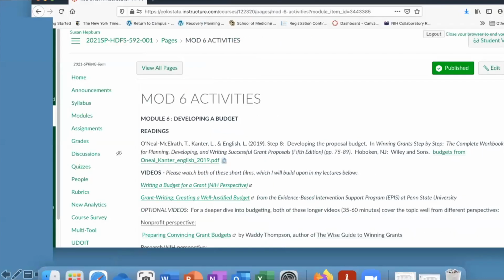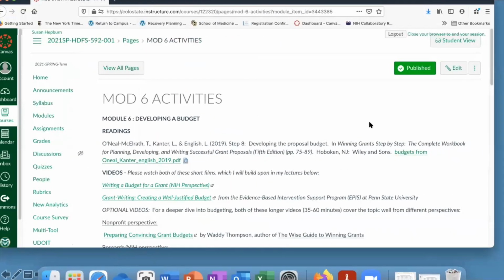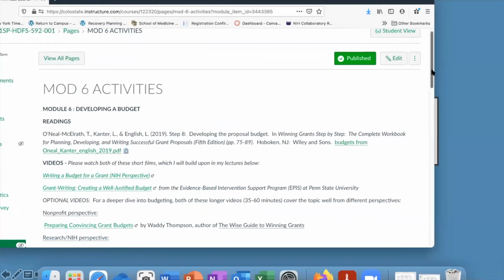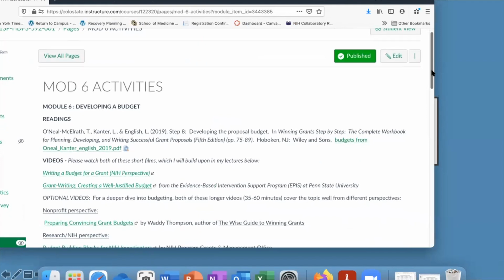And under module 6, I just wanted to point out that I scanned and posted a reading that I thought was done pretty well for describing the big picture of budgeting. But then I also included 2 videos that are on the short side and I think really do a nice job of covering budgets in more depth, actually, the one from Penn State than I have today.